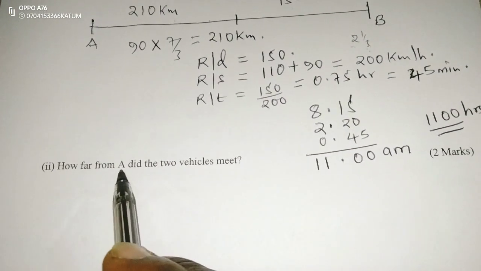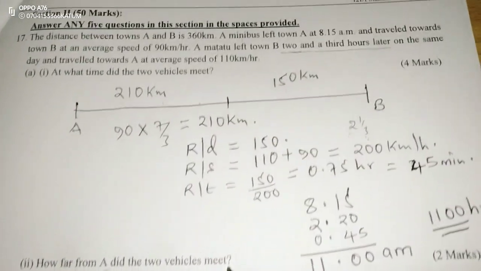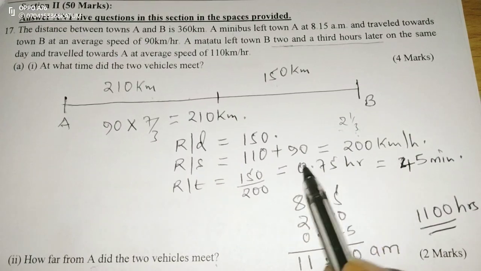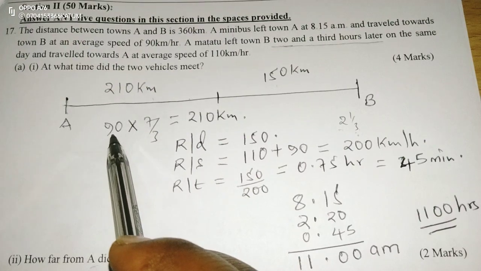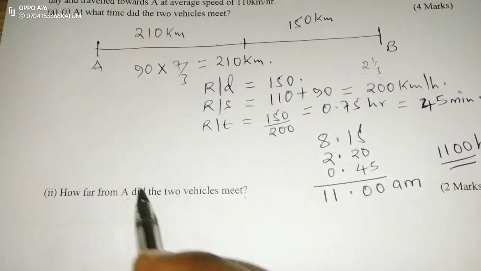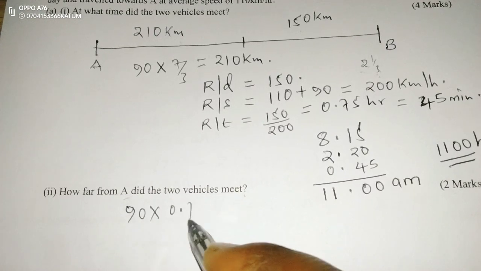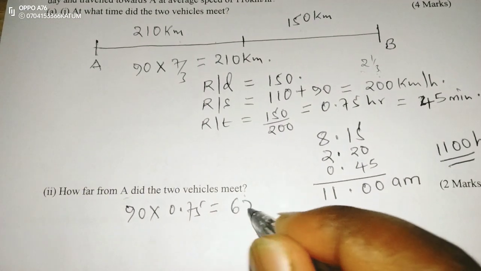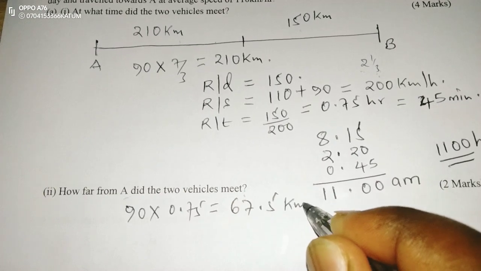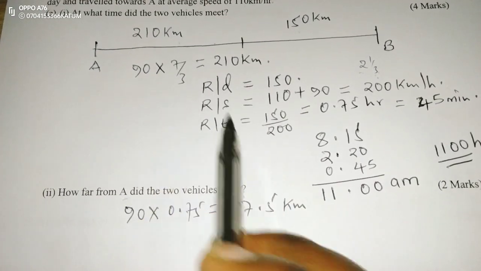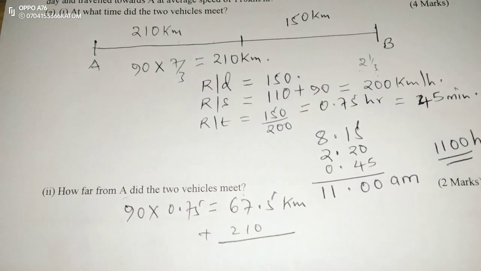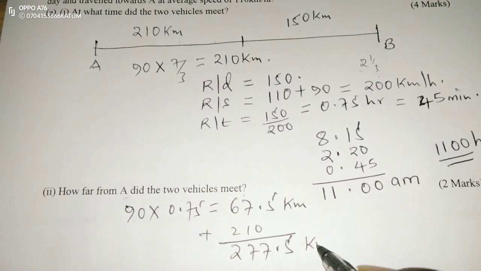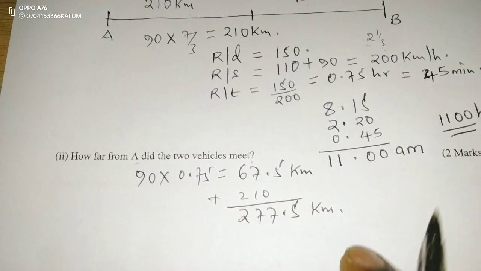We also were told to find how far from A the two vehicles met. So when they are going to meet, how far are they from A? They are going to meet after 0.75 hours, and we multiply with the speed of the minibus. So the speed of the minibus times the time they will take to meet gives a distance of 67.5 kilometers. And from A, it had already covered 210. So when we add 210 here, we're going to get 277.5 kilometers from A. So that is where they met.